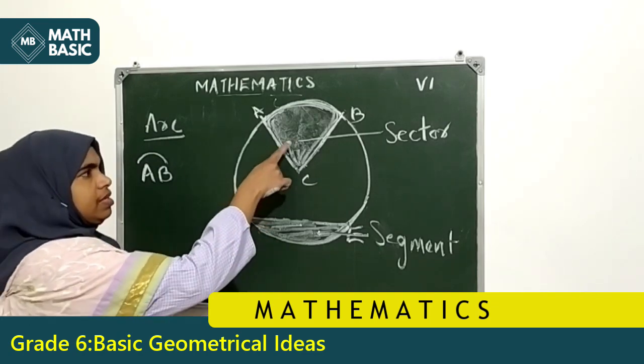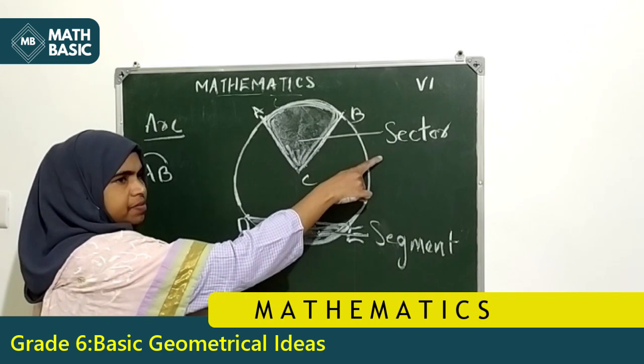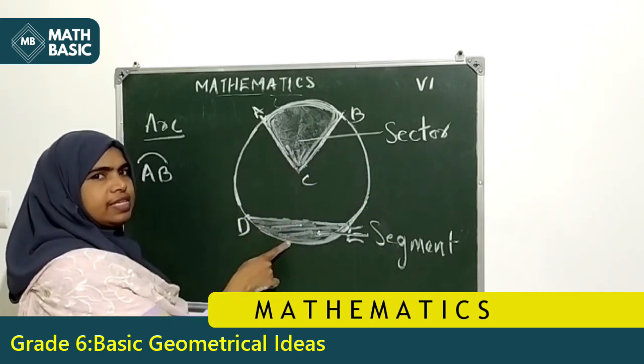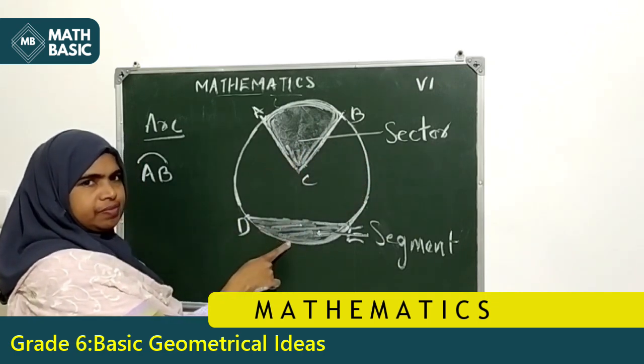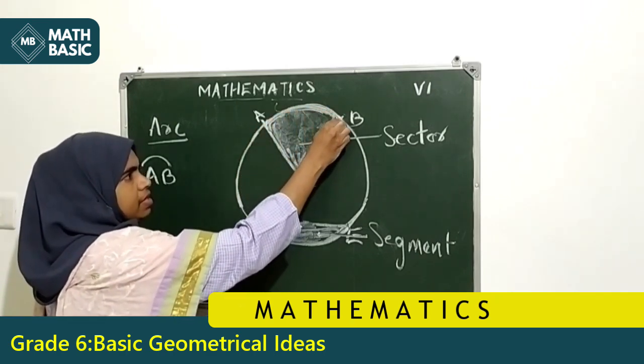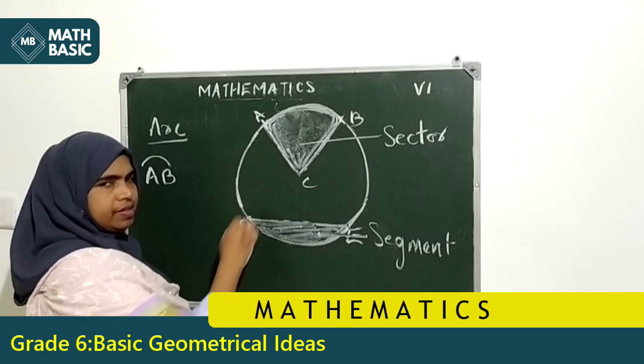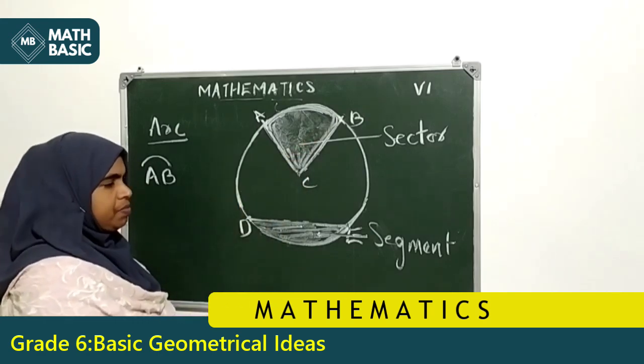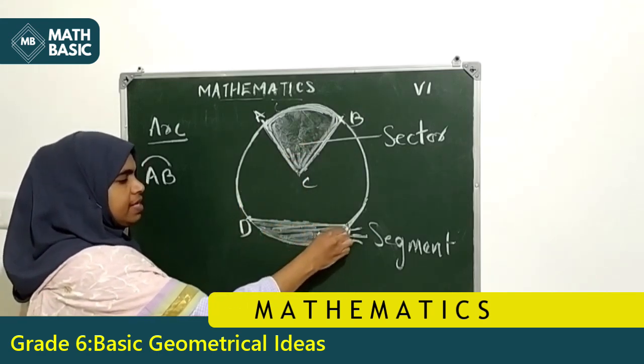So, this is called a sector. This is called a segment. This is an arc. These are two radii. This is a chord. This is an arc.